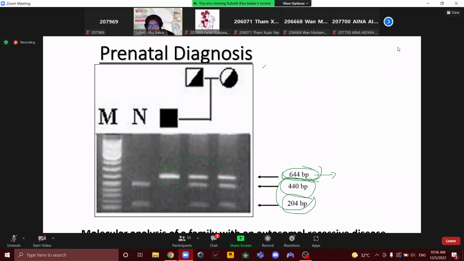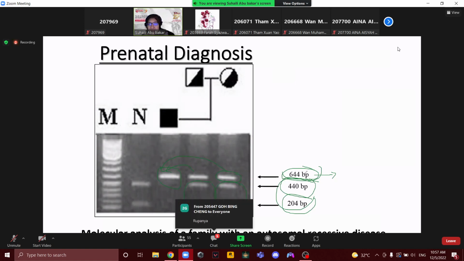RFLP. This is RFLP. One of the haplotypes here on this individual and father and mother are a different version from this one. Okay. So this is one haplotype. Try adding 440 and 204, what do you get? You get 644 again. The 644 that is not cut, right? 644 uncut.